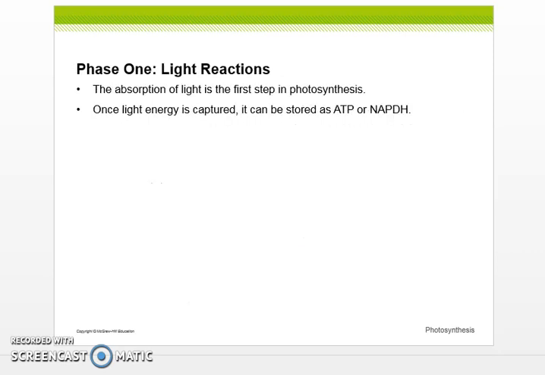Phase 1, light reactions. The absorption of light is the first step of photosynthesis. Once light energy is captured, it can be stored as ATP or NADPH.